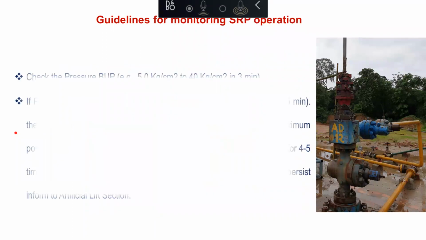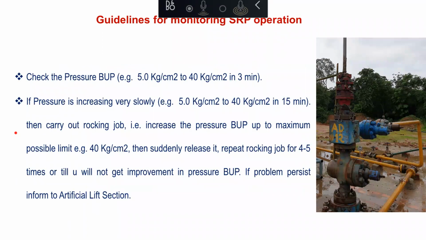Now let's see what the guidelines are for monitoring the sucker rod pump. In order to check whether your pump is working properly or not, you are going to do a build-up pressure test. In this case, you are going to close your flow arm valve. You put one pressure gauge at your tubing head, which will be your tubing head pressure. You will be checking the increase in pressure after closing your flow arm valve, usually 5 kg to 40 kg.